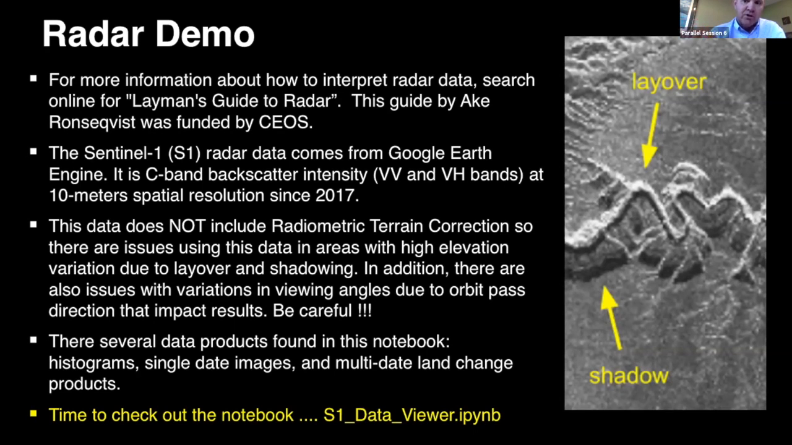The shadows are in the dark area, so obviously the satellite must be on the top of this image, up above, looking at that terrain. So basically, just be careful. Be careful in how you interpret the data in the Google Earth Engine because this terrain correction is not in the data. You could get some false results.